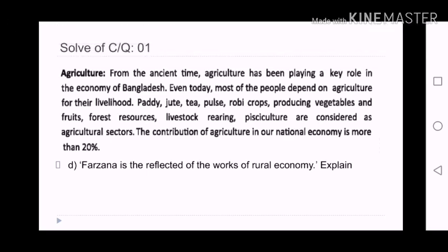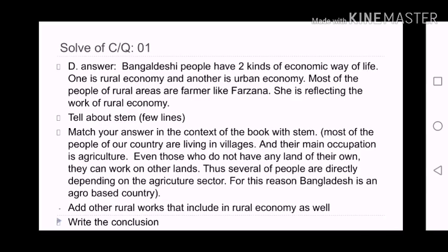Now, we will move to the fourth question of your first creative question number 1, and that is, Farzana is the reflection of the works of rural economy. Explain. Obviously, Farzana's work is a reflection of the works of rural economy, and for writing the answer of this question, you have to explain it. So, here is how you can start writing your answer of creative question number D.